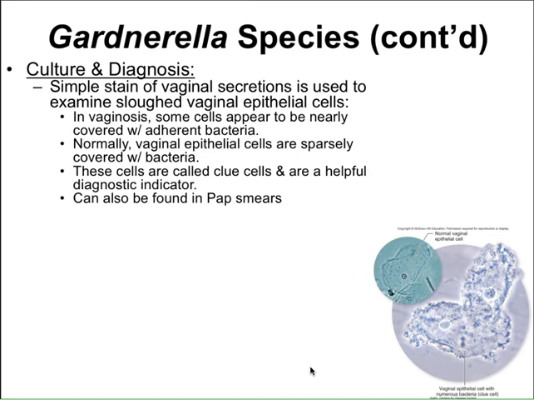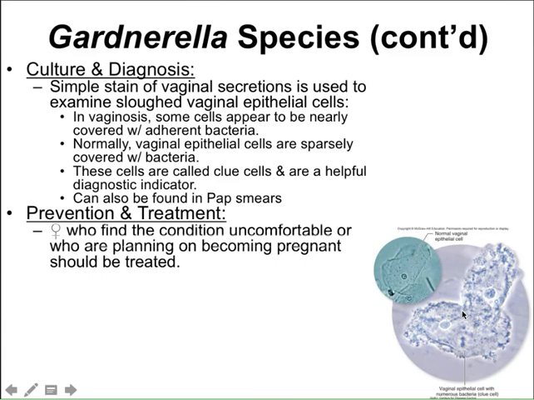How do we diagnose it? A stain of the secretions of the sloughed epithelial cells can pick this up. Normally, vaginal epithelial cells don't have much bacteria on them. These are called clue cells, those that have bacteria attached to them and are a diagnostic indicator. It can also be found in a pap smear. And you can see down here normal epithelial cells and a pap smear with attached bacteria indicating a colonization event.